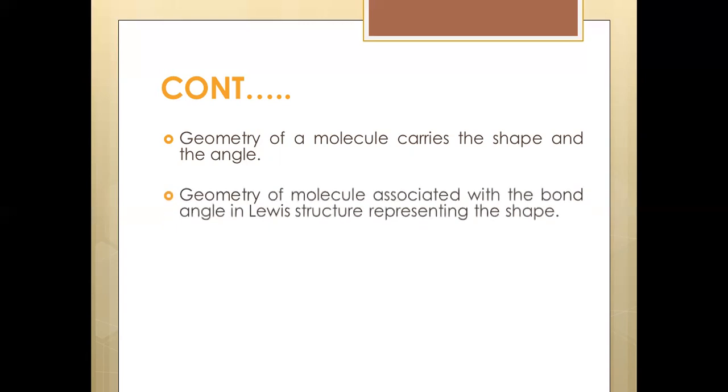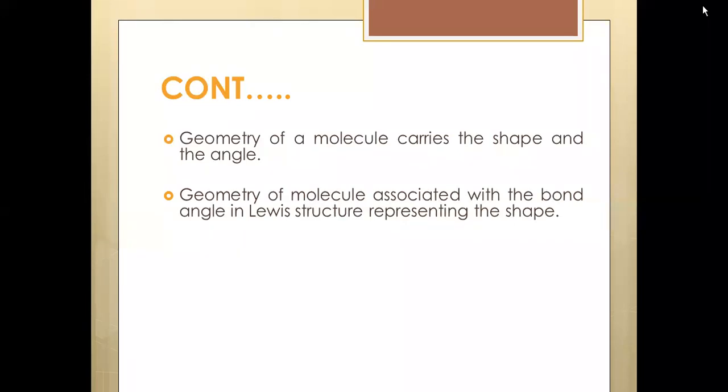It's related. The geometry of molecules is also very important, associated with your Lewis structure, which represents the shape. If you want to find the geometry and the shape, the first step is to draw the Lewis structure. From the Lewis structure, you define the VSEPR, valence shell electron pair repulsion theory. After that, we speak about the geometry. Finally, you will lead to the shape. So this is the direction.